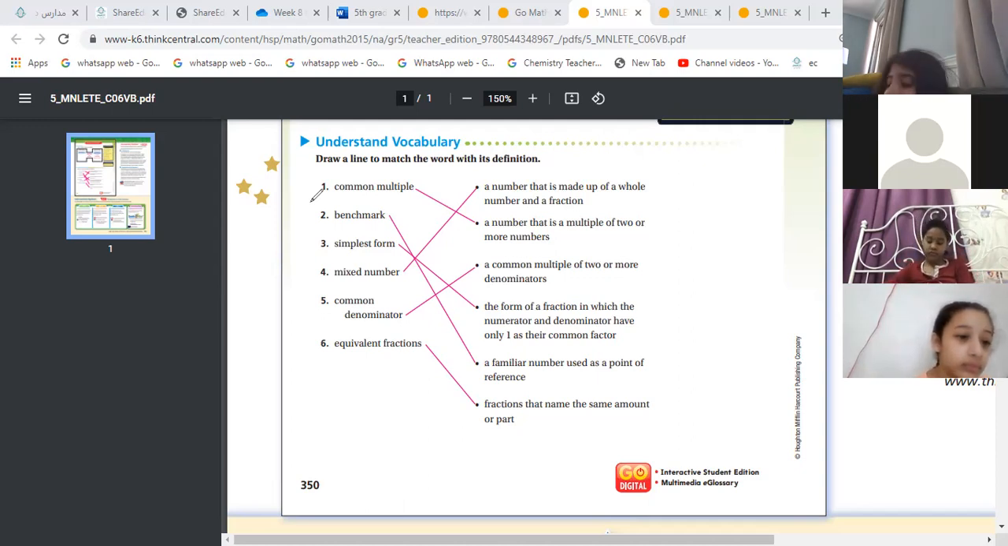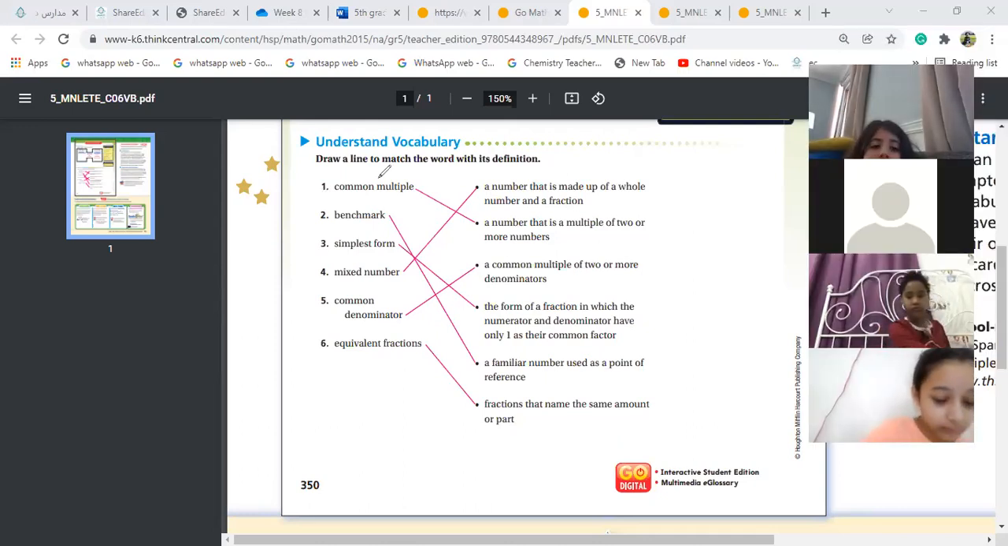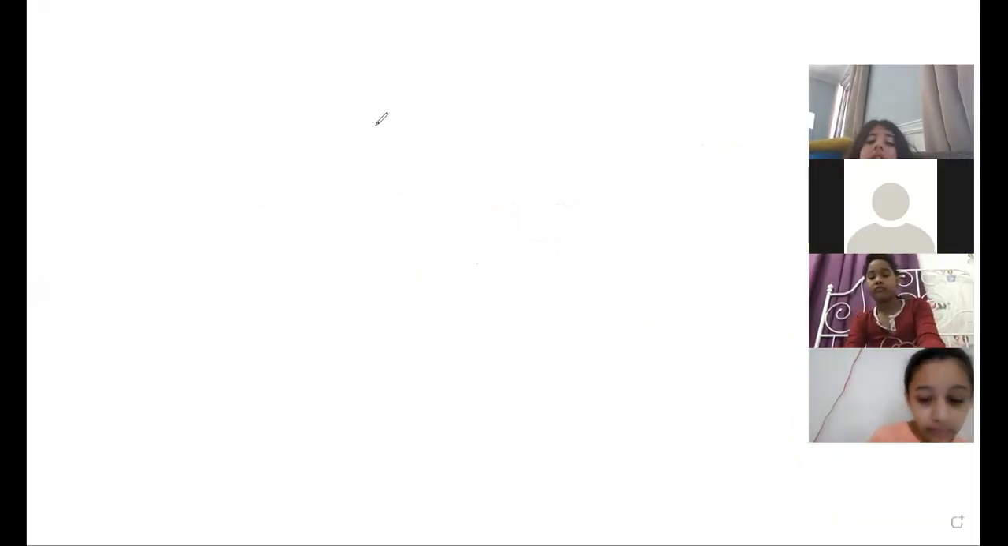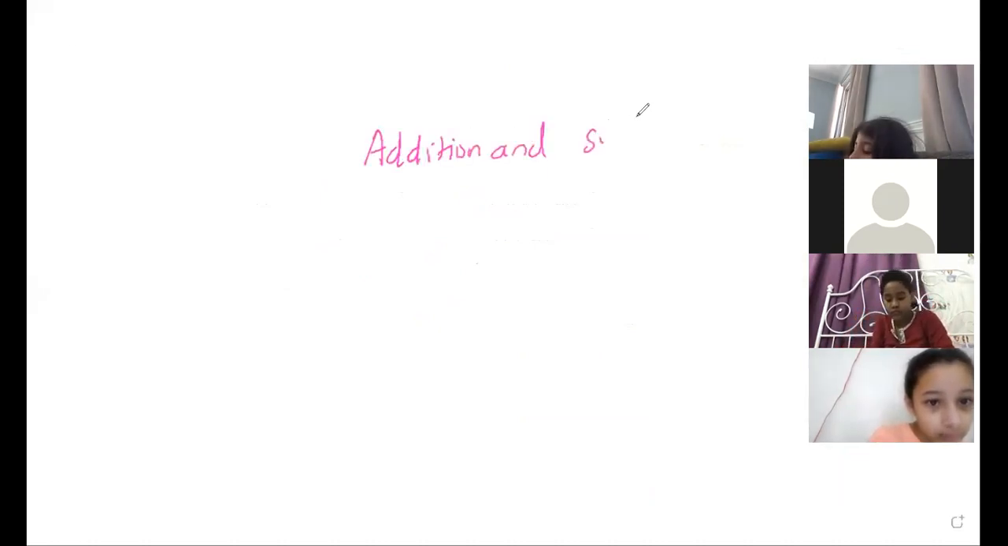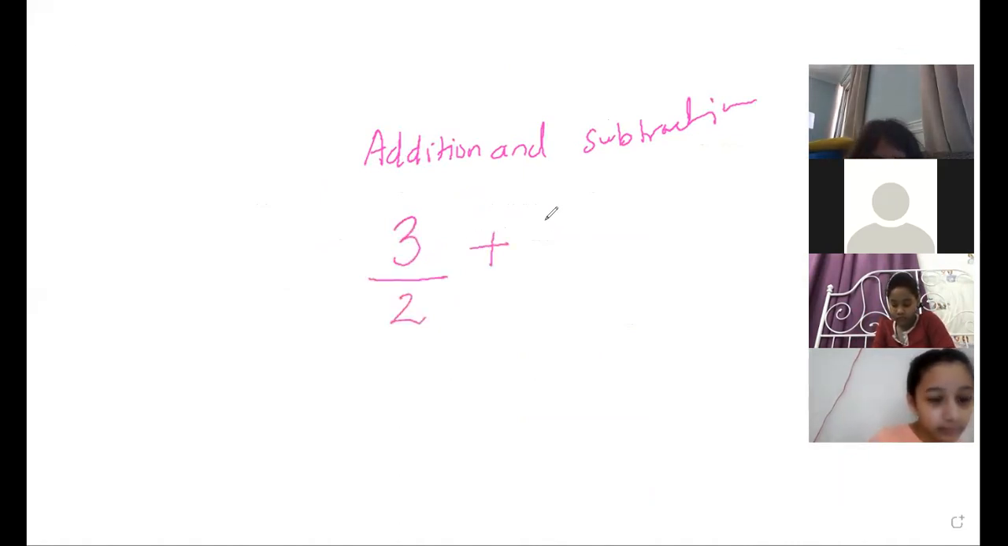Okay. Now I will explain to you about addition and subtraction of fractions. Everyone, look at the board. 3/2 plus 5/4. First thing, guys, you will get such questions in the quiz tomorrow. First thing, are the denominators the same?